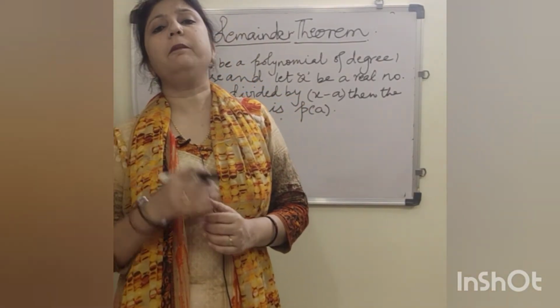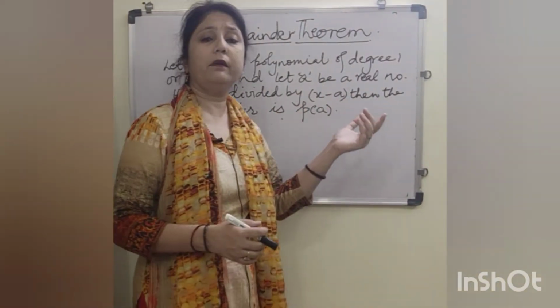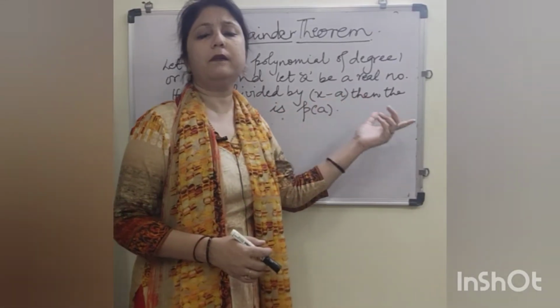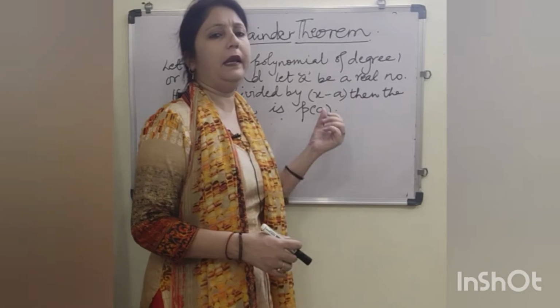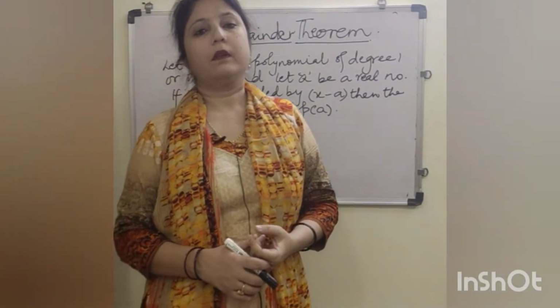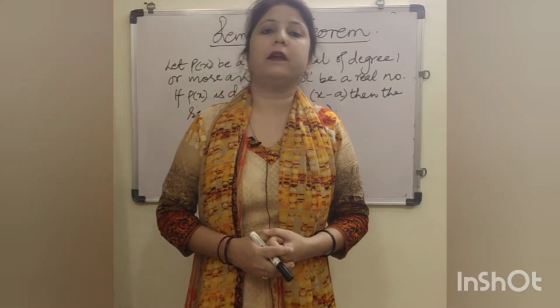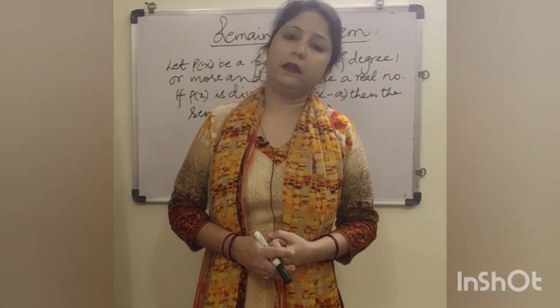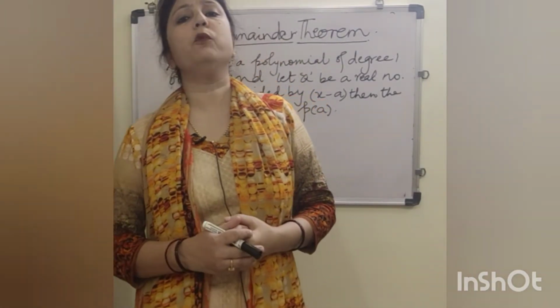When we divide p(x) by x minus a, as per the remainder theorem, the remainder is p(a). When polynomial p(x) is divided by x minus a, the remainder is p(a). How? I will show you through the proof of the theorem.